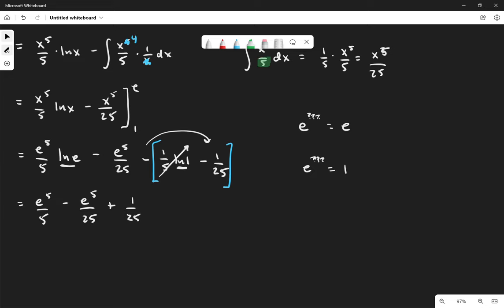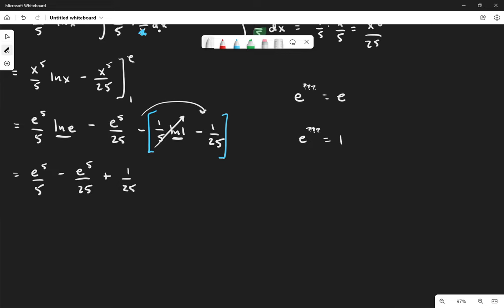And that's it. From here, I guess you could combine these two. They're like terms. Not super necessary. I would have to find a common denominator, 25. 5e to the fifth minus e to the fifth plus 1 over 25. And I could combine these and I would get 4 over 25 e to the fifth plus 1 over 25. But that's it. There's your answer.